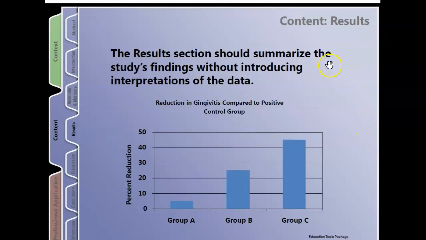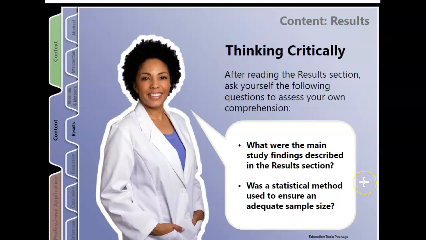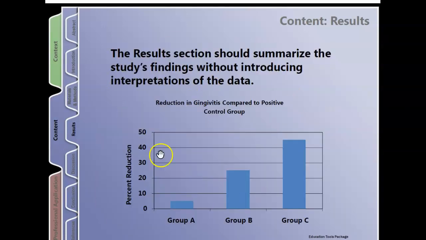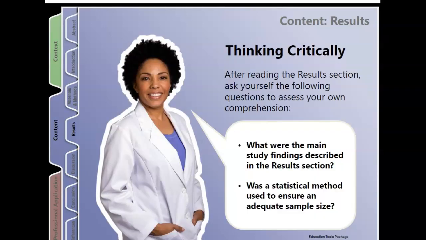So after the methodology, we see the results, and the results usually have graphs that explain the data. So when you're looking at the results, you want to make sure that you understand what the findings are, and sometimes we like to see visuals. This is an example of a visual that is highlighting the main findings.